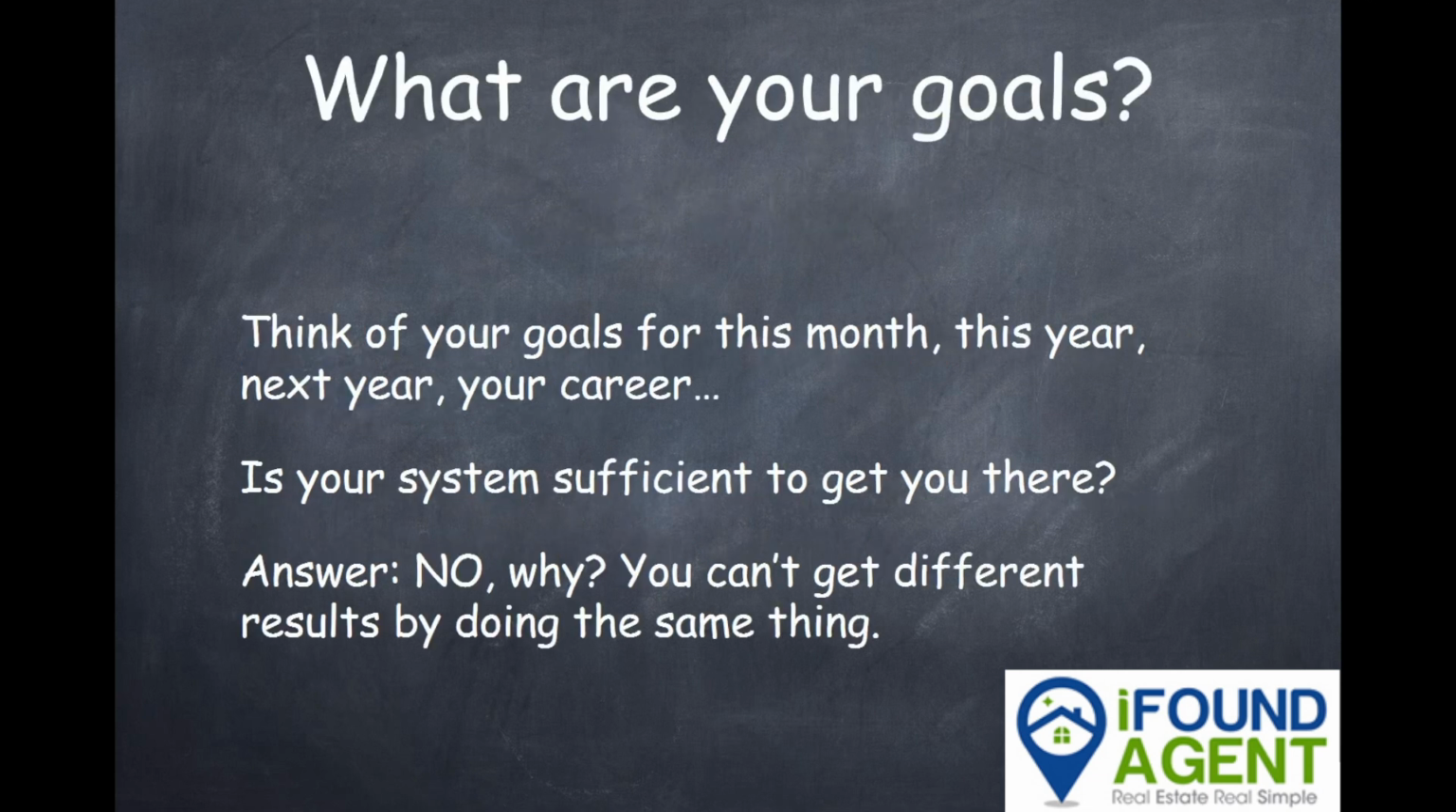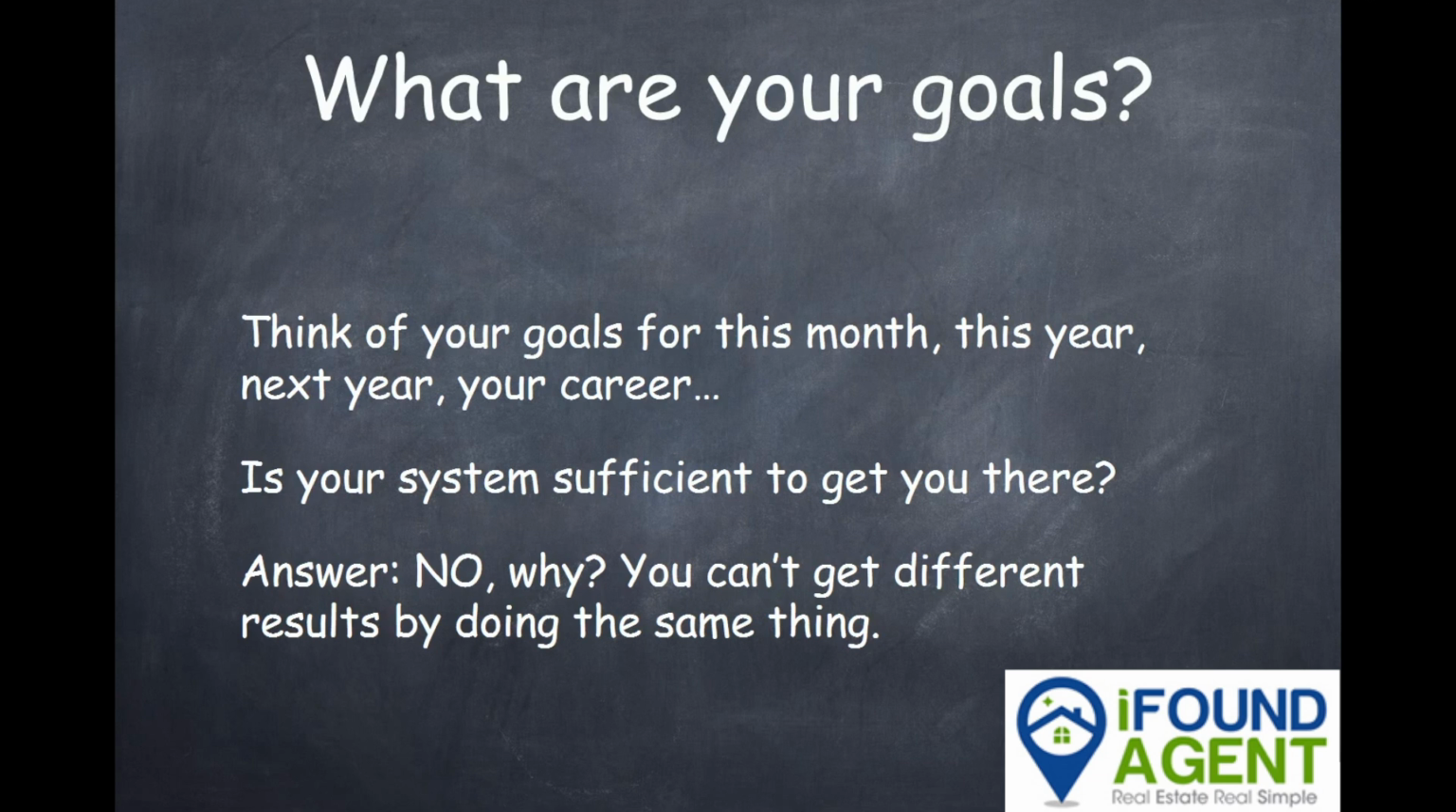So what are your goals? Most agents I talk to have goals. They know about how many closings they had last year and how many closings they want to have this year coming up. Or maybe it's not closings, right? Maybe they want to earn higher commission by selling, start targeting a different market, or you can have different kinds of goals. But I want you to think about what your goals are and think about what you're doing right now. Is your system sufficient enough to get you there? And again, this is another simple answer of no.